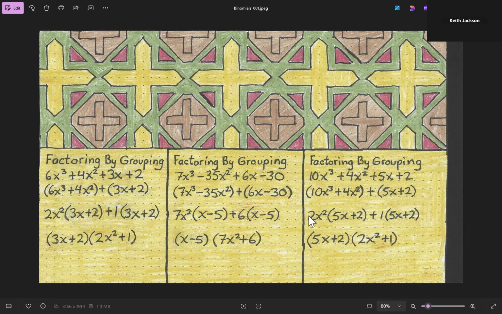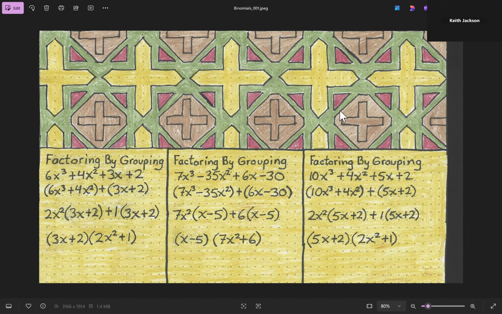Let's move on to the third big example, in which we have 10x cubed plus 4x squared plus 5x plus 2. Using our grouping symbols right here and here, we can factor out the greatest common factor of 10 and 4, which is 2, and the greatest common factor of x cubed and x squared, which is x squared. That leaves us with a 5x plus 2. And as you can see, we already have a 5x plus 2, so the greatest common factor of 5x plus 2 is 1, and we just put it right out here. So here's what we have: 5x plus 2 times a quantity of 2x squared plus 1.